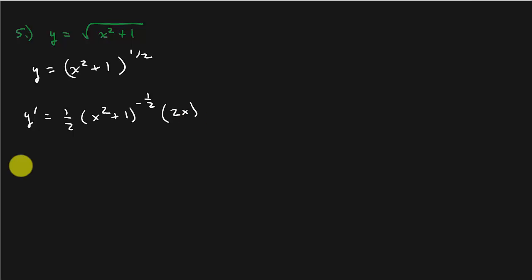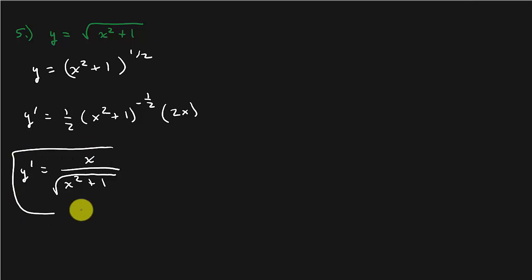And so we get y prime, the 2's cancel, and I'm left with x over... Now I'm going to take this and move it down to the denominator. That's x squared plus 1 to the positive 1/2, which is a square root. And there's your answer, and you can compare it with the first problem that we worked. It's the same thing. Now let's come over here and write this problem down again.